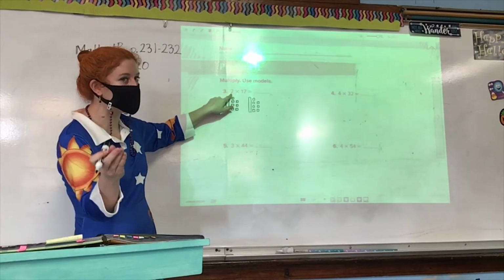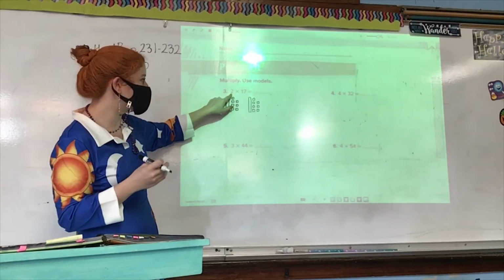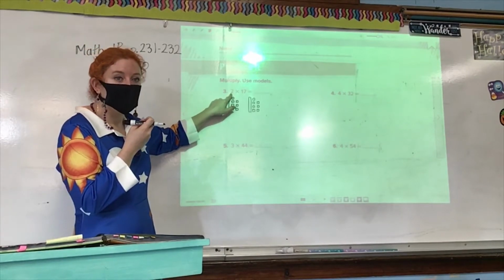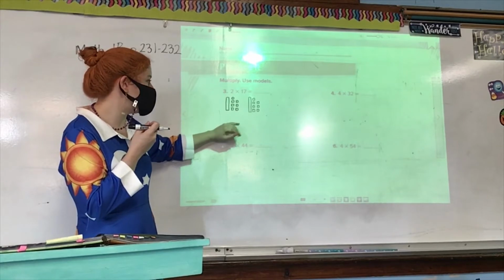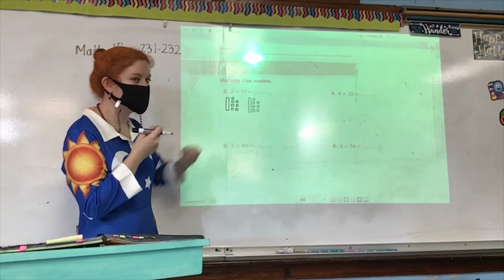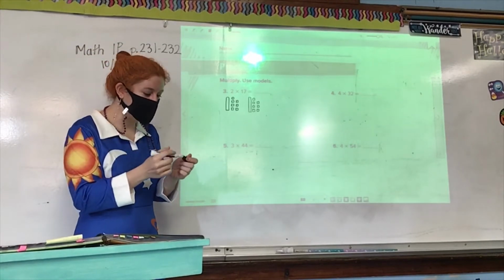Do we draw 2 1's cubes? Nope. What do we do with our smaller factor? How many times do we model it? How many times do we repeat? So we had to repeat 17 2 times. Thank you, Cullen. I forgot.